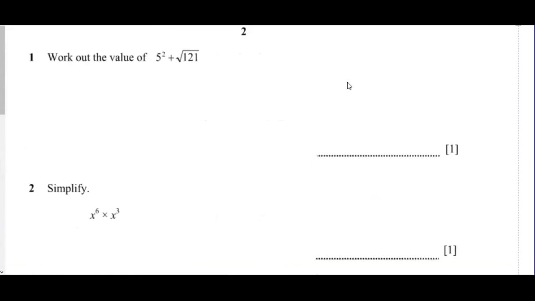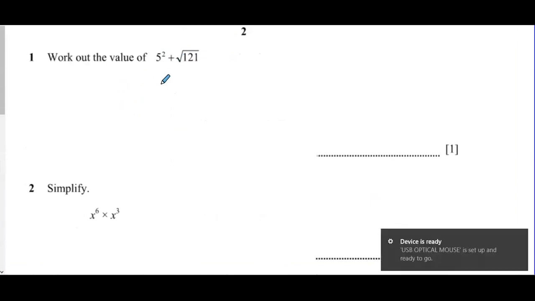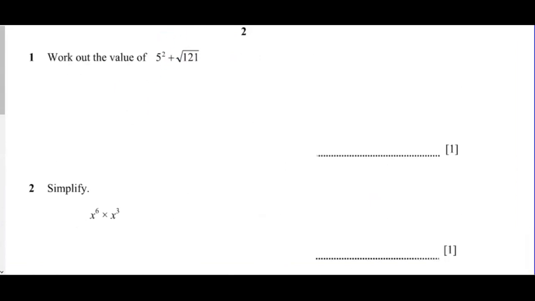Work out the value of 5 squared plus the square root of 121. As you all know, 5 squared is 5 times 5, that is 25. So we write 25 here. And then the square root of 121 is 11. So 25 plus 11 is 36. The answer is 36, and you get your 1 mark there.